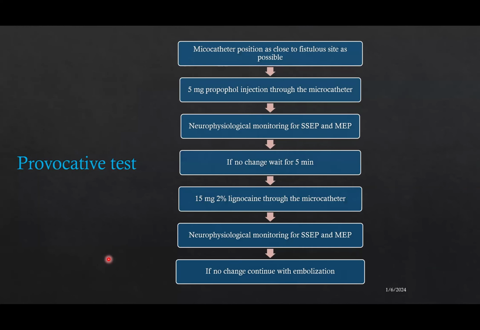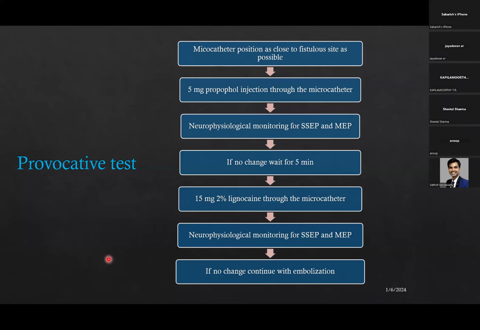So the microcatheter was positioned as close to the fistula site as possible, and propofol and lignocaine were used as a provocative test. So 5 milligrams of propofol was injected through the microcatheter from the probable site from where we would do the embolization, and then we did neurophysiological monitoring, which included motor evoked potential and sensory evoked potential monitoring before, during, and post this infusion of propofol.